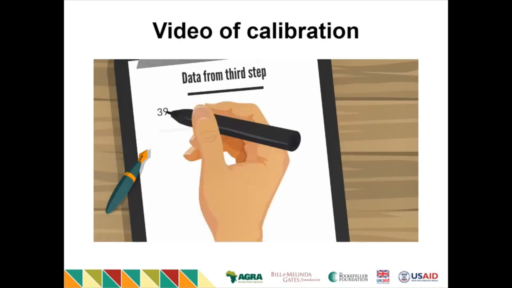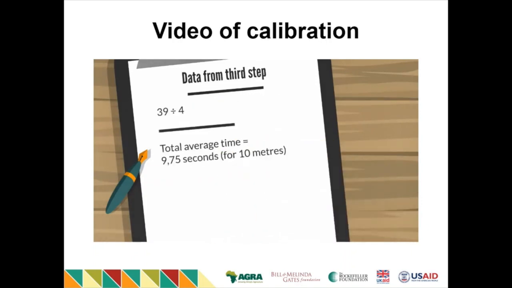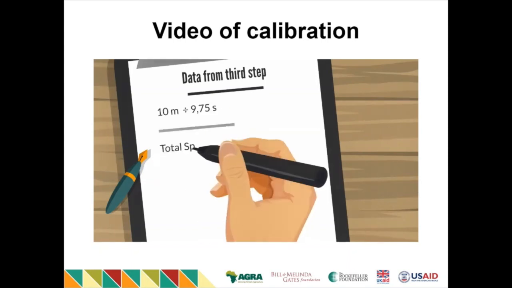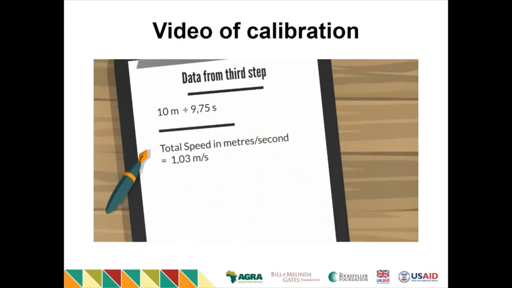Now we have to record the average time it took to spray 10 meters. Again, we divide the total time by the number of times we measured. That's 39 seconds divided by 4, which gives us 9.75 seconds. To get the speed in meters per second, we divide 10 meters by the average time. So 10 meters divided by 9.75 seconds gives us a speed of 1.03 meters per second. For getting the speed in kilometers per hour, we divide the speed in meters per second by 3.6, which gives us 3.69 kilometers per hour.